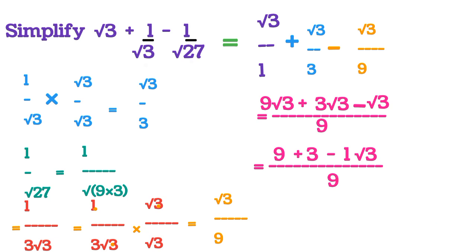And that means 9 plus 3, which is 12, and minus 1, which is 11 square root 3 over 9.